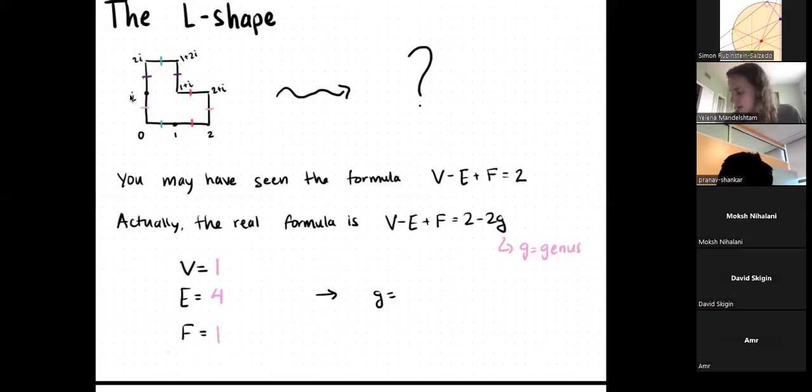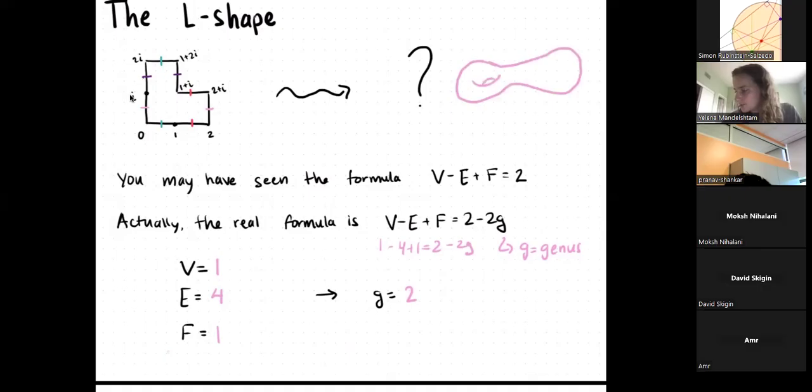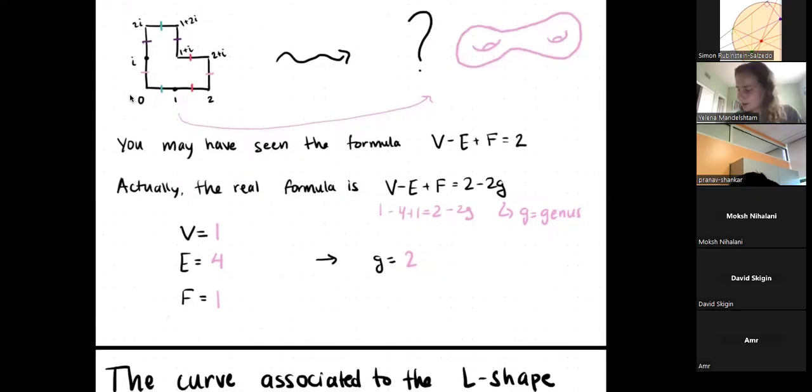So then if we write this down, we have 1 minus 4 plus 1 equals 2 minus 2g, which then tells us that the genus is 2. So this L shape is going to look something like this. And if you want to think about, as an exercise, how to actually fold this thing and identify the pieces to get that, that might be fun for you to do after this talk.